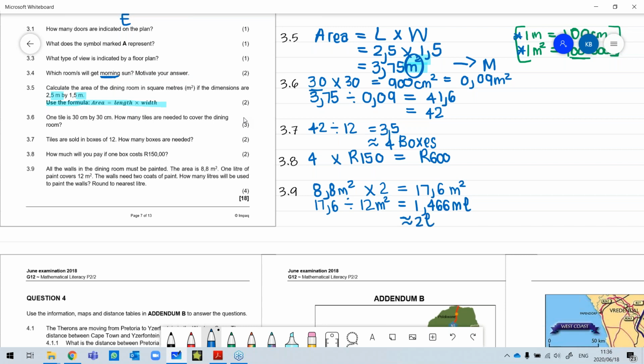Once again, they will have paint remaining, but at least they will have enough paint. If you only said they will purchase 1 liter, then they would have 0,466 liters of paint, too little.